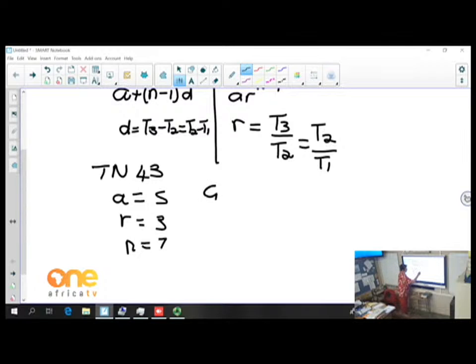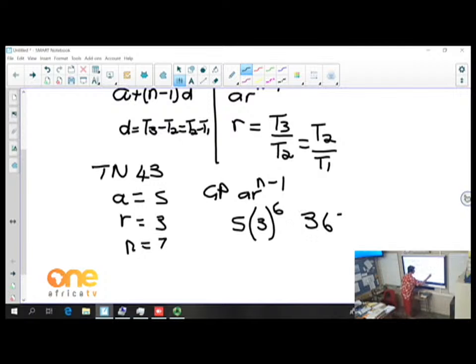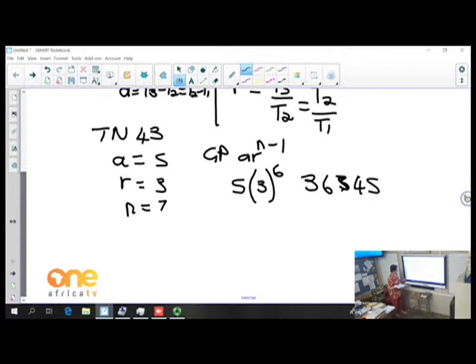So you can see what you need to determine. This is a GP, so I'm working with ar^(n-1). a is the first term, 5. r is 3. And then 7 minus 1 is to the power of 6. But now be very careful with your calculators. The rule is power first, then multiply. It's not 15. Usually this will give us large numbers. What did you get? 3645. So it will give us large numbers. When we work with these exponents, they are growing very rapidly.